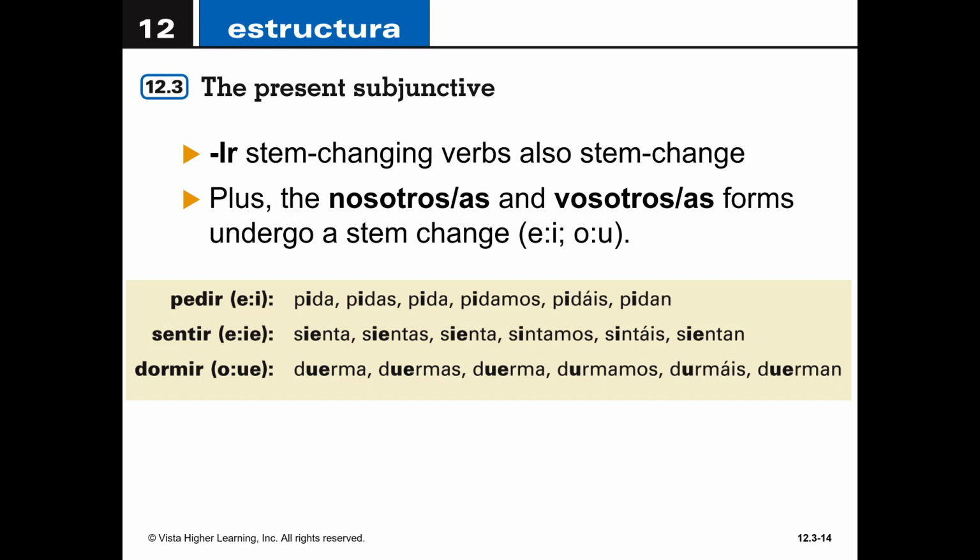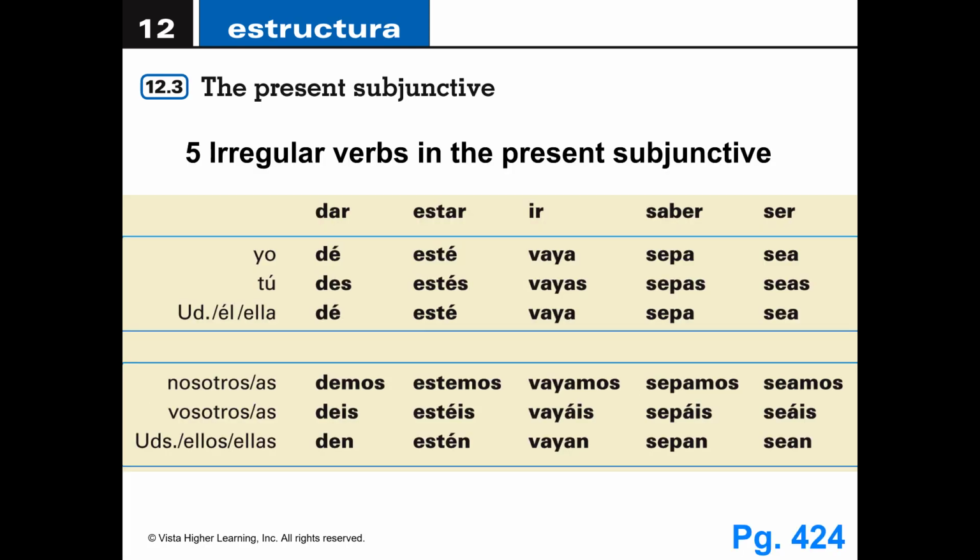Pidamos, and so on. Now, these 5 we need to learn because they are irregular, meaning they don't follow rules. And so we just need to learn these. They are on page 424. Y son dar, estar, ir, saber, y ser.